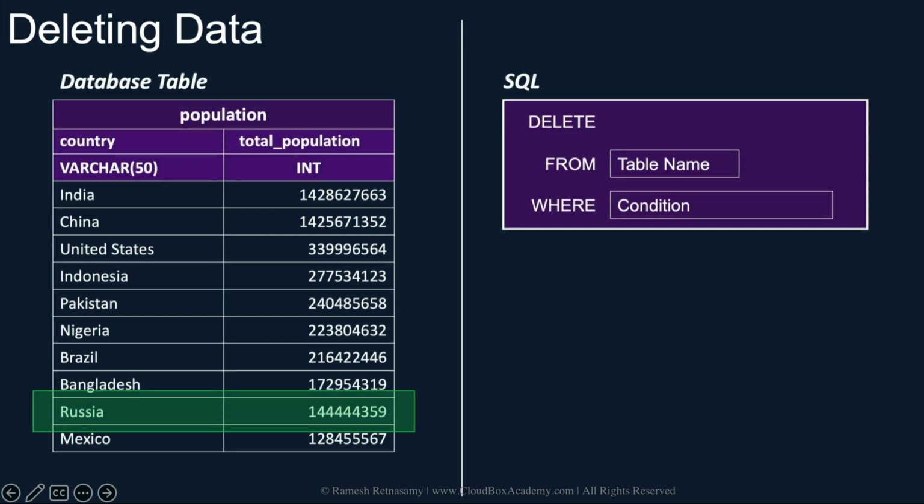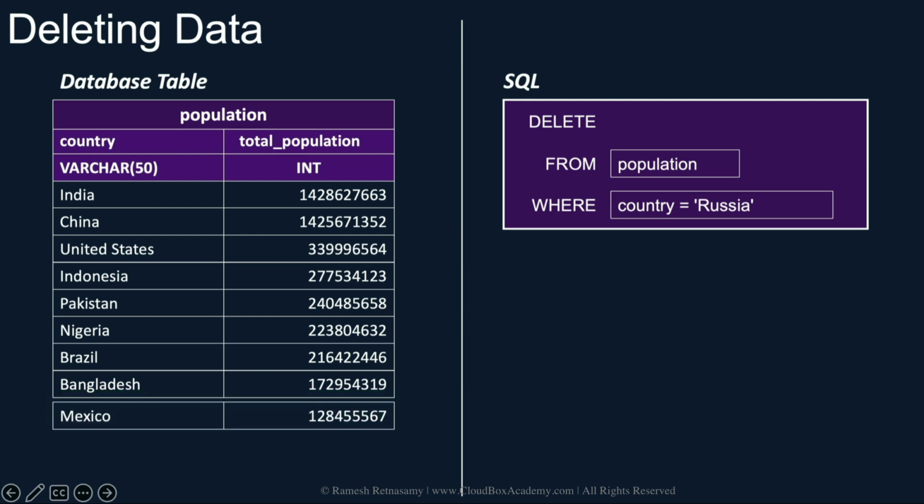Let's say we want to delete the record for the country Russia from our population table. As we said, we need to write the delete statement and specify the table name as population in the from clause. We also need the where clause as we are deleting just the record for Russia, and the where condition will be country equals Russia. When you execute this statement, the record related to Russia in the population table will be removed.